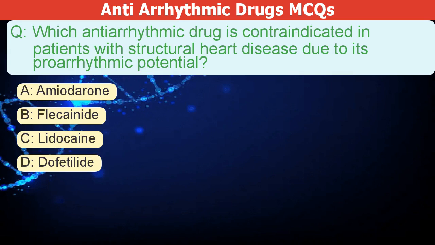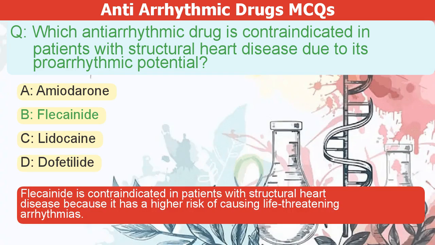Which antiarrhythmic drug is contraindicated in patients with structural heart disease due to its proarrhythmic potential? A. Amiodarone. B. Flecainide. C. Lidocaine. D. Dofetilide. The correct answer is B. Flecainide is contraindicated in patients with structural heart disease because it has a higher risk of causing life-threatening arrhythmias.